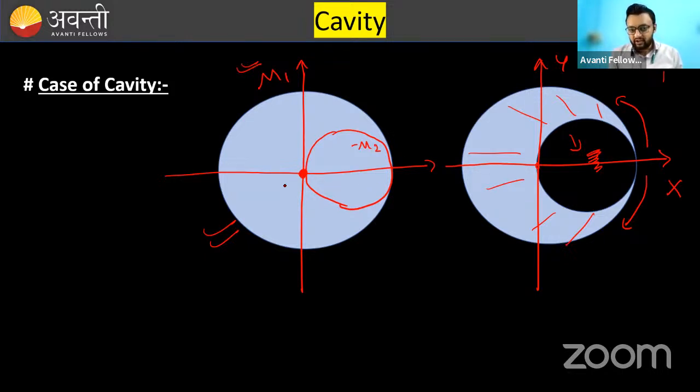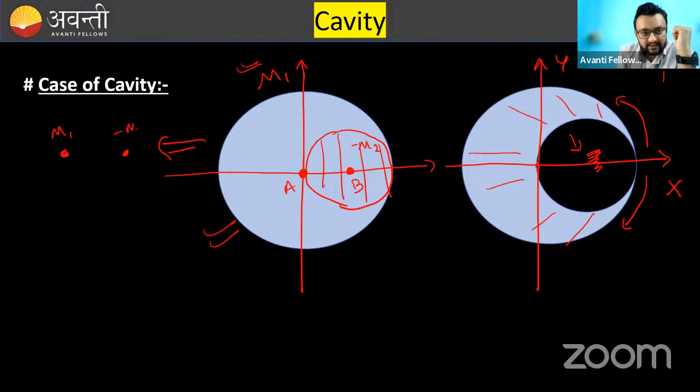The complete disc has its center of mass at point A, as I have told you, and this negative m2 has its center of mass at its center, B. So can we deal with it as a two-mass system? How can you deal with it like that? There is a mass m1, there is a mass minus m2, and the separation between them is this AB.